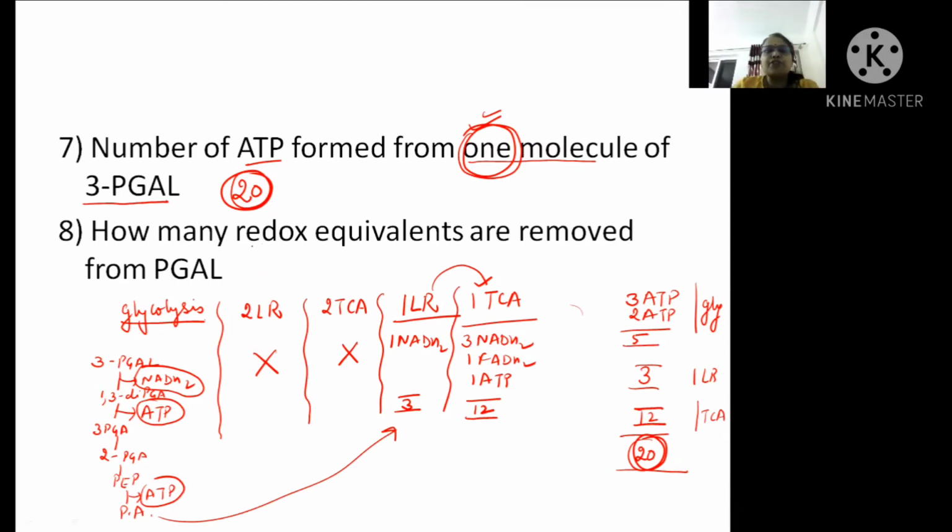Now, how many redox equivalents are removed from PGAL? Right now, I have made NADH2 when PGAL is changing to 1,3-DPGA. How many hydrogen atoms have I removed? If you check, I have removed 2 hydrogen atoms from 3-PGAL. So 1 hydrogen atom means 1 redox equivalent, 2 hydrogen atoms mean 2 redox equivalents. Is it clear? So how many redox equivalents are removed? 2. This is again a very, very important question from the line of NCERT. Please go and check the NCERT.